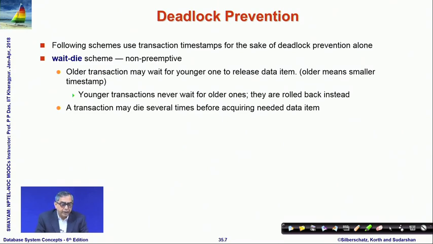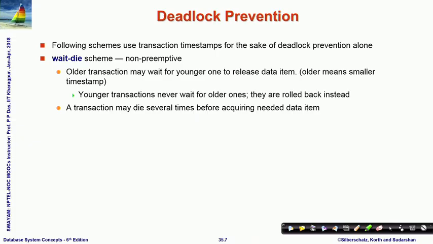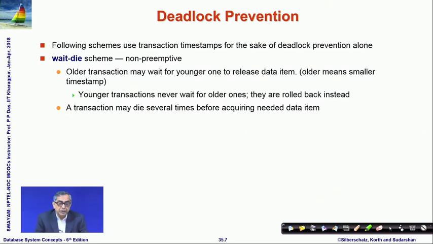So, what do you do in wait and die? You assume that every transaction has a timestamp. So, the smaller the timestamp, the older the transaction. An older transaction may wait for the younger one to release the item. So, if two transactions are conflicting, then the older one will wait, and the younger transaction will never wait for the older one; it is rolled back instead.